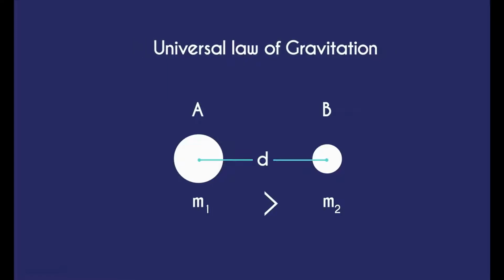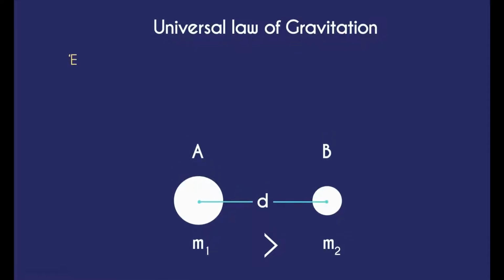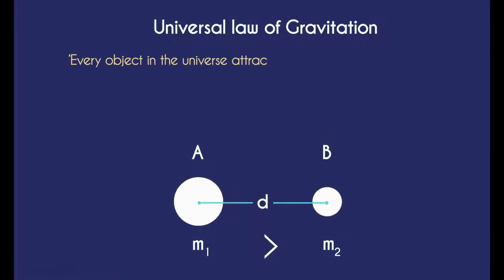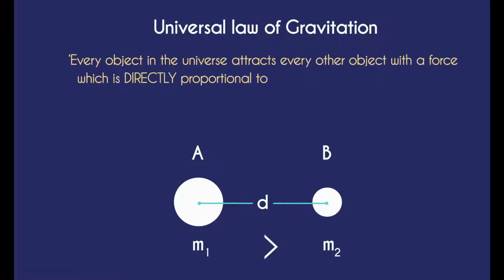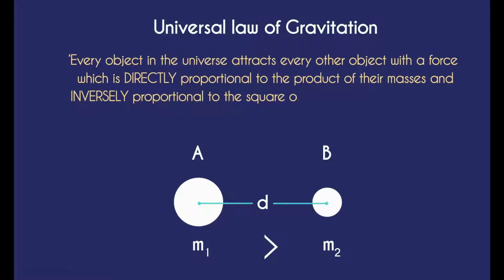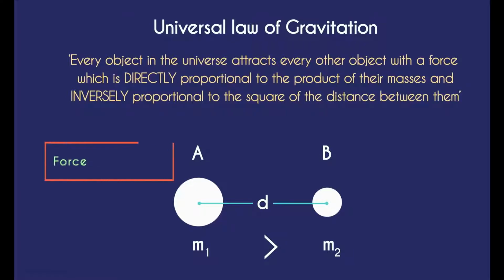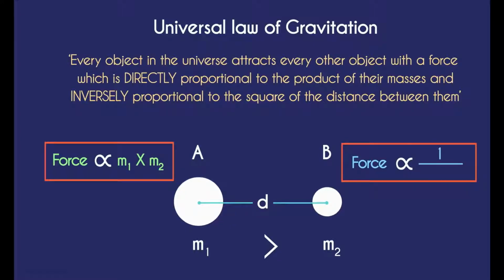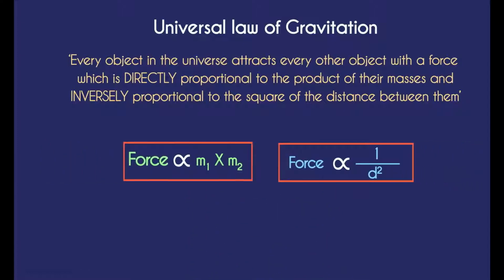The Universal Law of Gravitation says that every object in the universe attracts every object with a force which is directly proportional to the product of their masses and inversely proportional to the square of the distance between them. Let me repeat. The force is directly proportional to the product of their masses and inversely proportional to the square of the distance between them. With this data, we can write it mathematically like this.